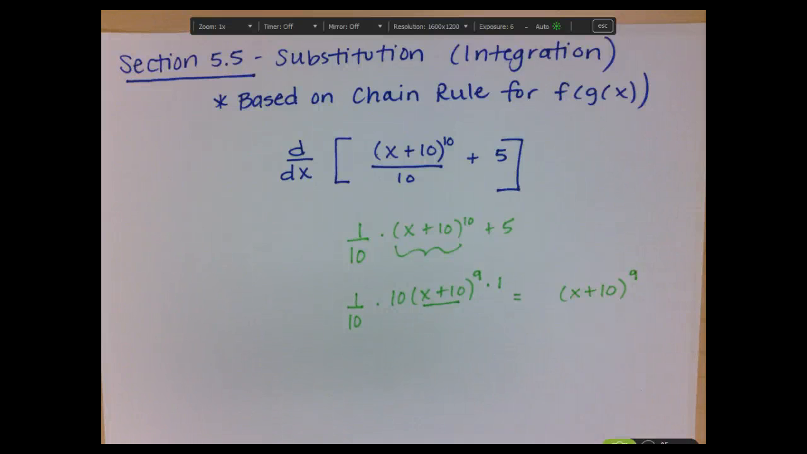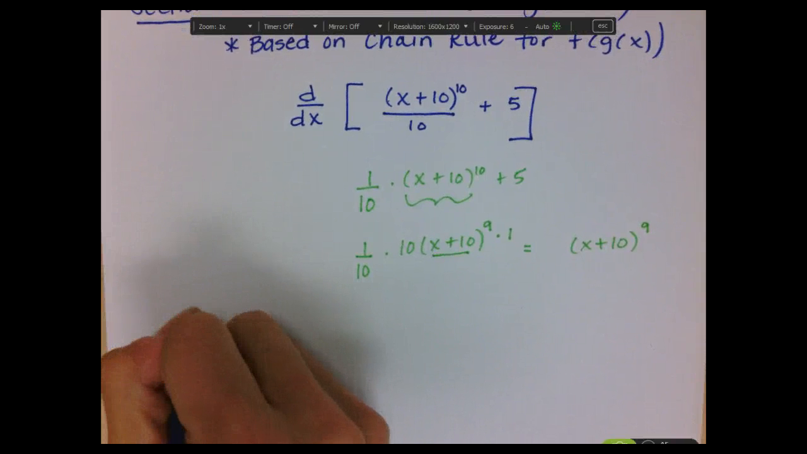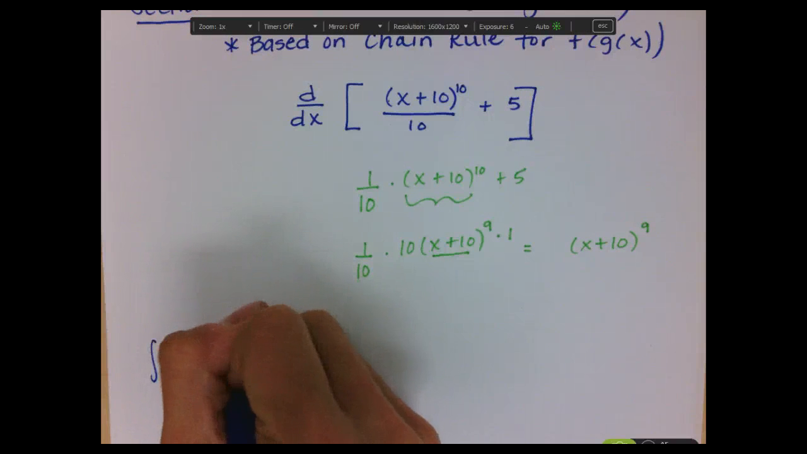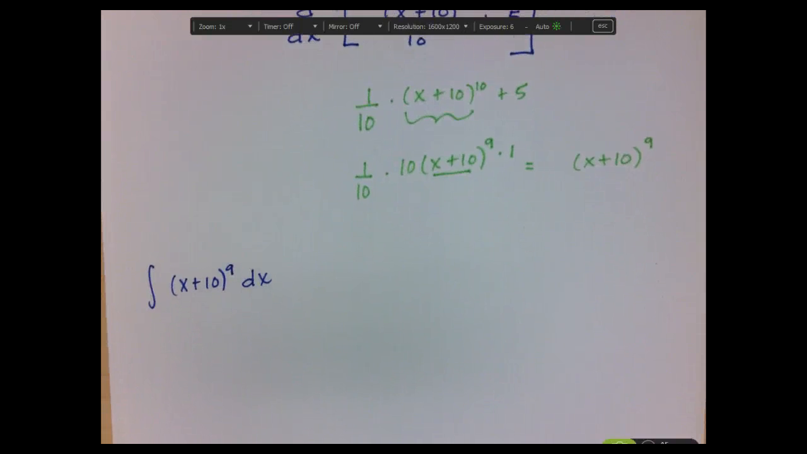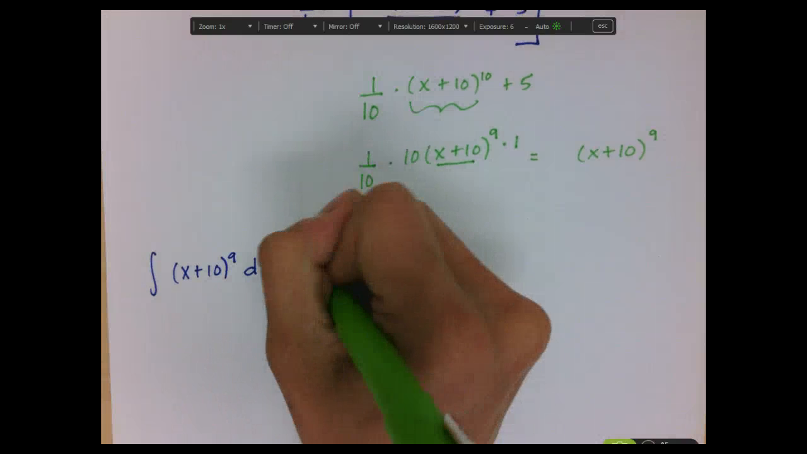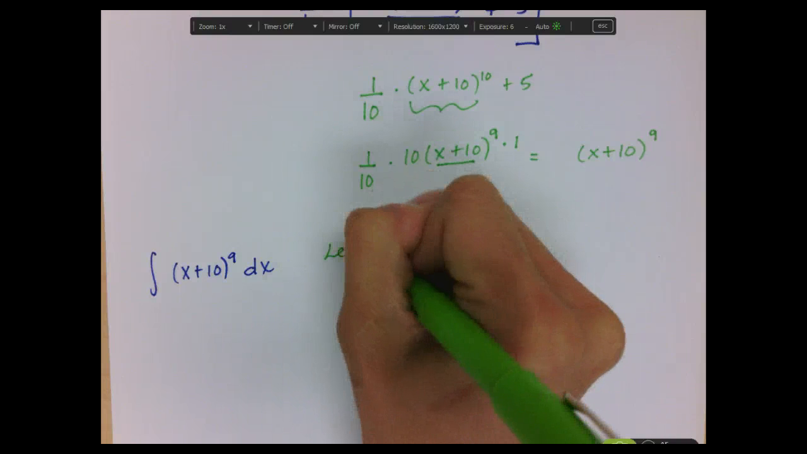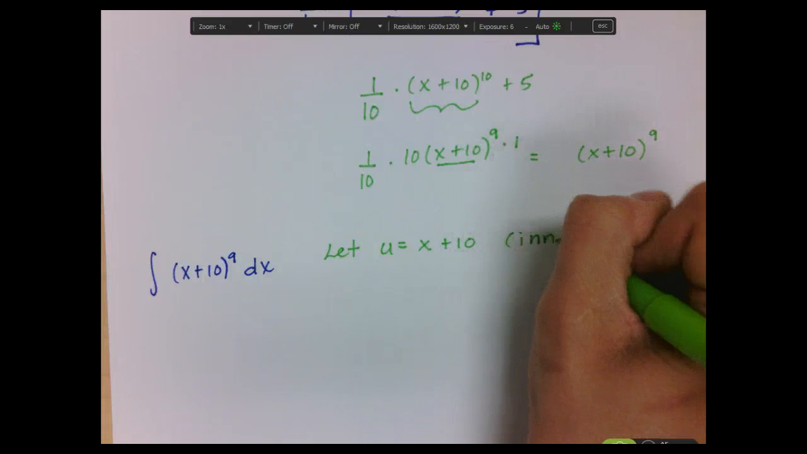So what we're going to take a look at is how to do the opposite. How to take the integral of that expression with respect to x. Because we have to use the chain rule to find the derivative, it makes the integration much more complicated. So what we're going to do here is we're going to let u be x plus 10, which is the inner function.